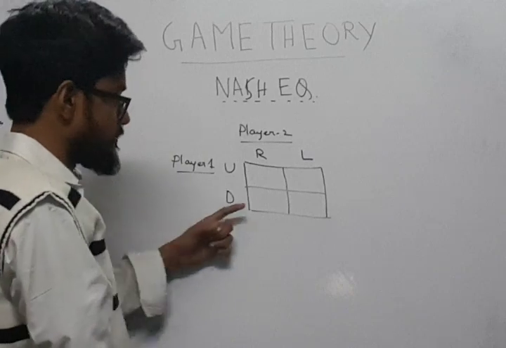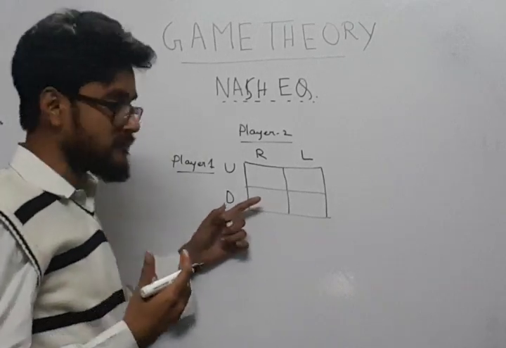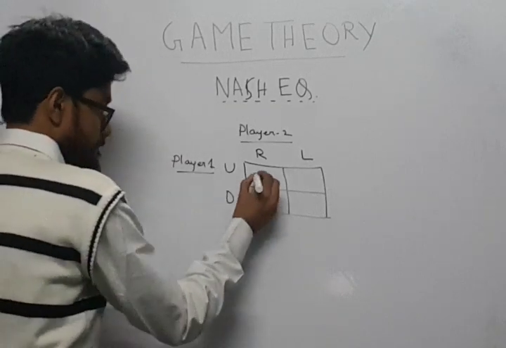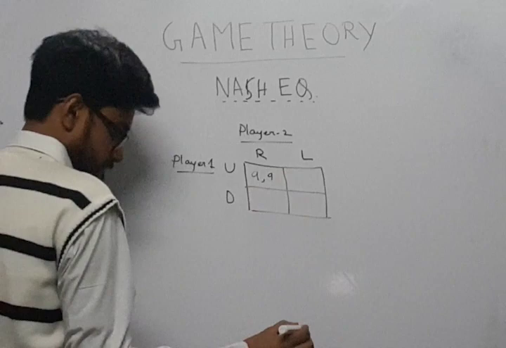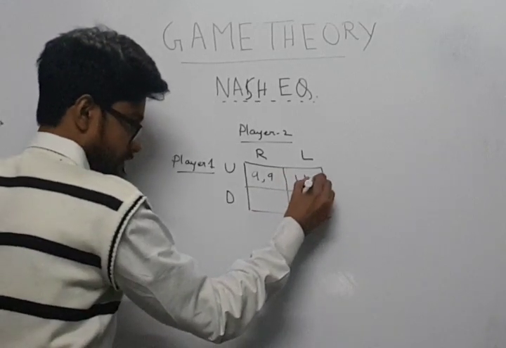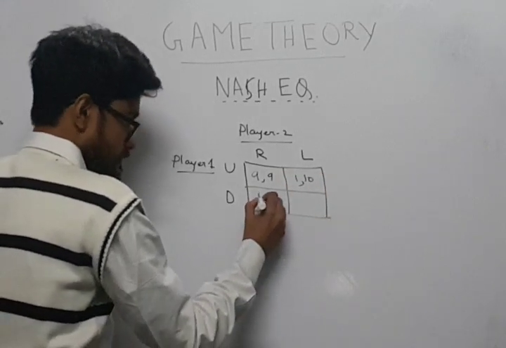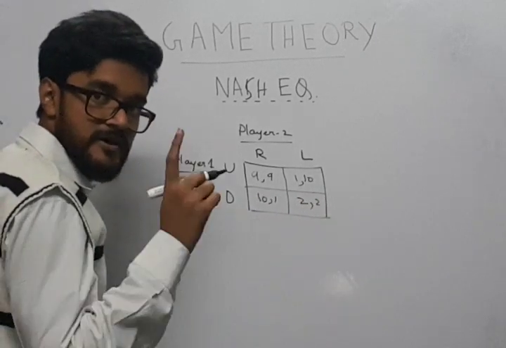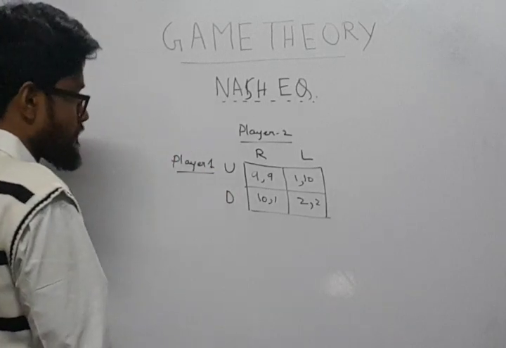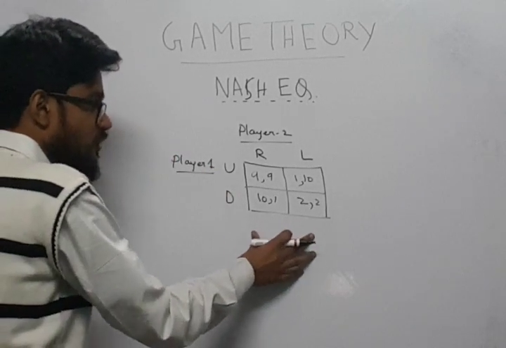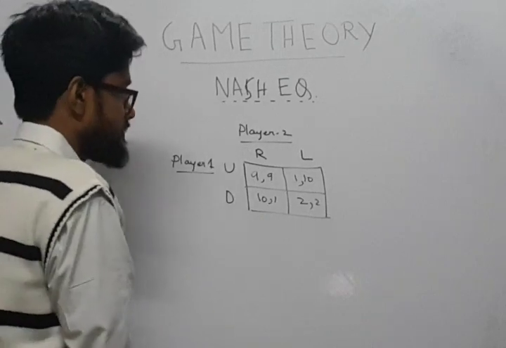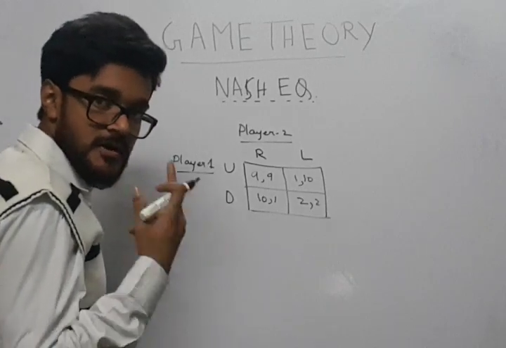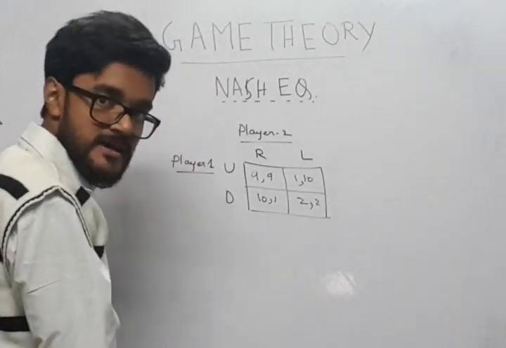Now I'll write down the payoff matrix of these players. The payoff matrix will be equal to 9, 9, 1, 10, 10, 1, 2, 2. So these are the payoffs of player 1 and player 2. Now we will have to solve this Nash equilibrium. In the earlier video, we understood how to solve Nash equilibrium. We'll simply apply this understanding here.